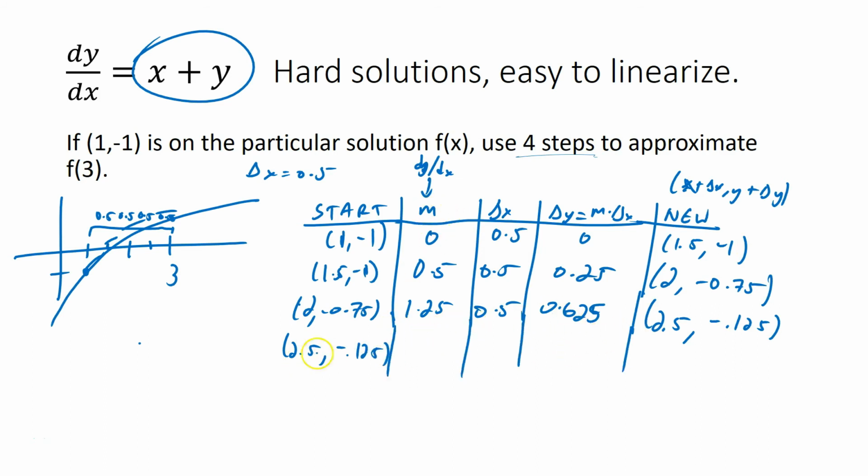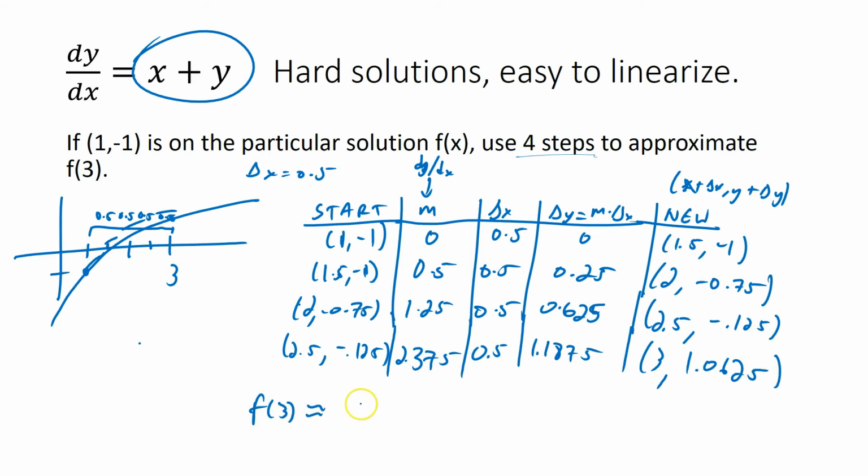And so our slope now, if I do x plus y, so 2.5 minus 0.125, that gives me 2.375. Change in x is still 0.5. And then if we multiply 2.375 by 0.5, that gives me 1.1875. So finally we get to 3, and then negative 0.125 plus that answer I just got is 1.0625. All right, so f of 3 is approximately 1.0625. Got to make sure you use squiggly equals because it's not exact, right? We used a bunch of tangent lines to figure that out.